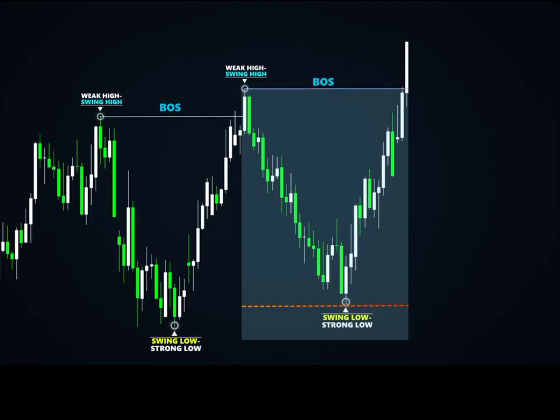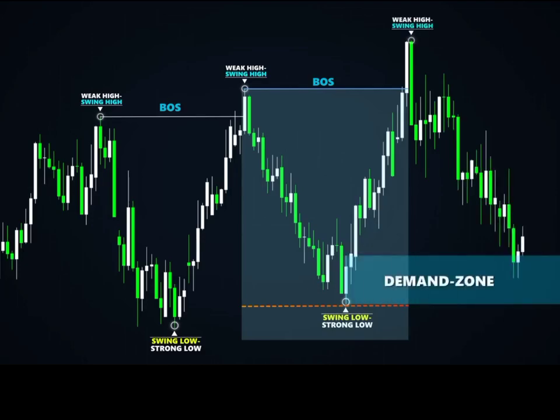Now, after a break of structure, watch for a pullback. That pullback often tests the strong low. If buyers defend it, that's a high probability place to look for a buy. You're aligning with the trend and trading from a strong level.